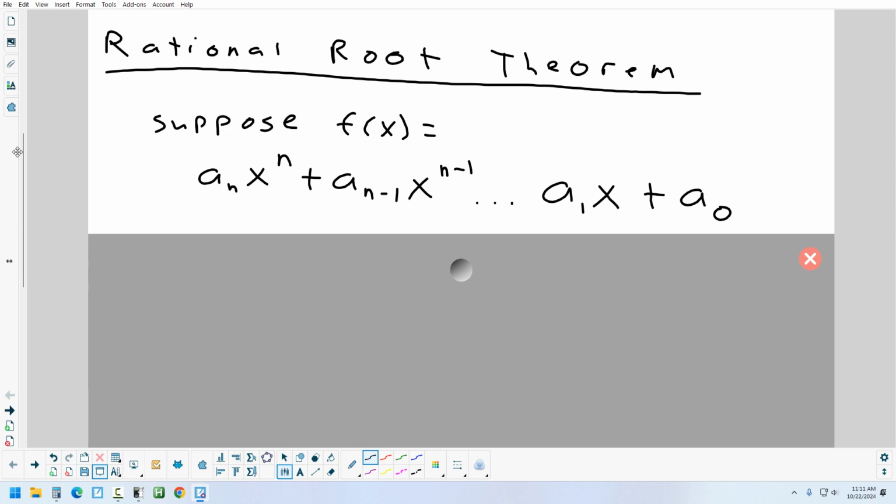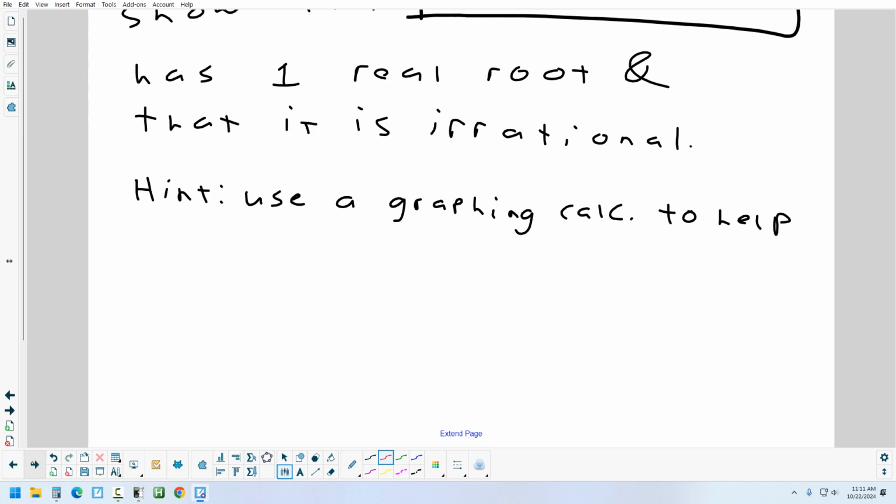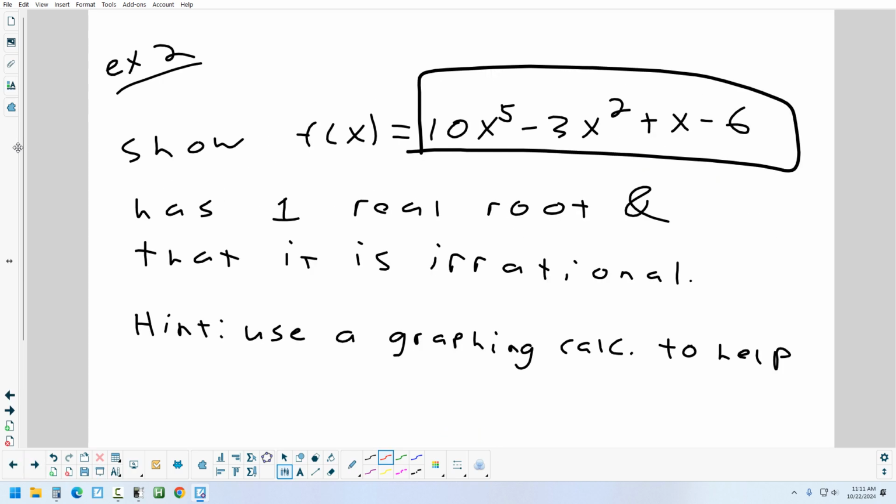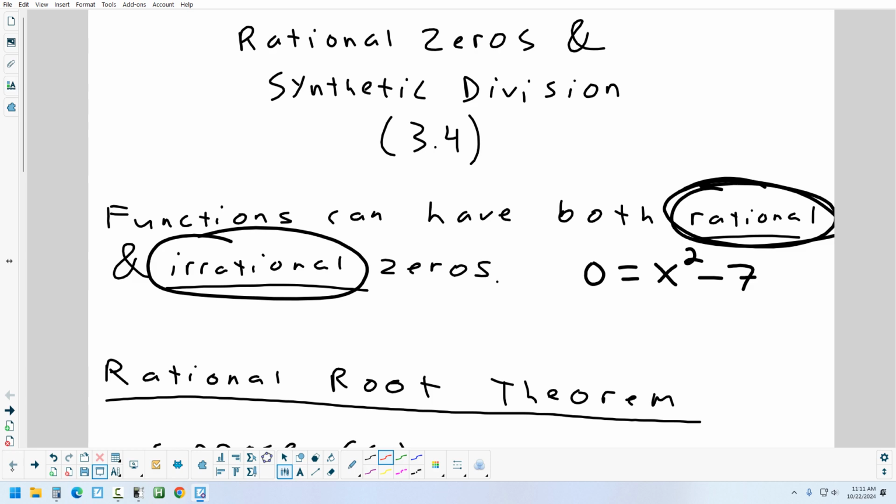When we want to find where this graph crosses the x-axis, there's only 2 numbers in that whole thing that are important. It's the number that's at the very beginning, and it's the number at the very end. So if we were doing the problem we're going to do next, it would be the 10 and the negative 6. Those are the two numbers that are important.